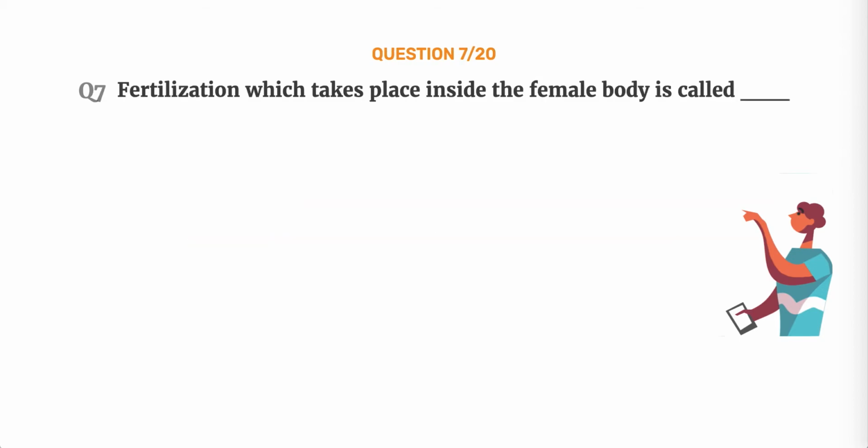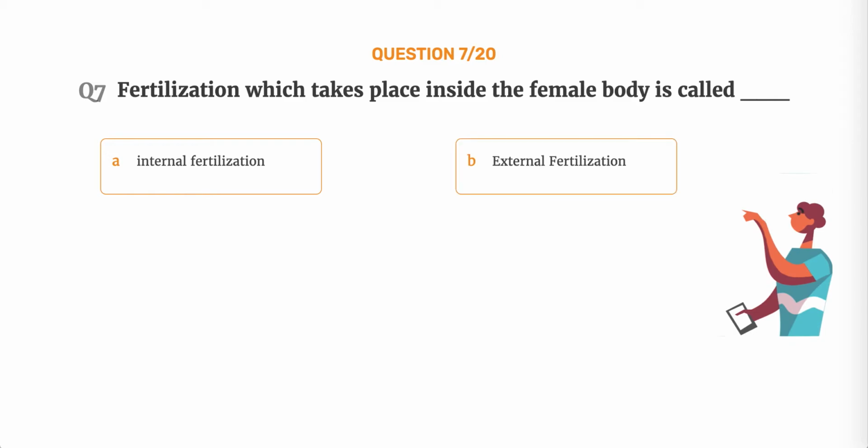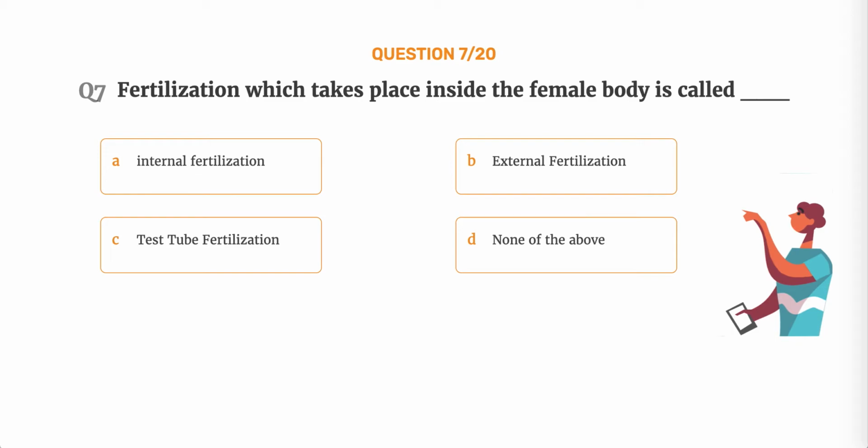Question number 7. Fertilization which takes place inside the female body is called underscore. Option A. Internal fertilization. Option B. External fertilization. Option C, test tube fertilization. Option D, none of the above.